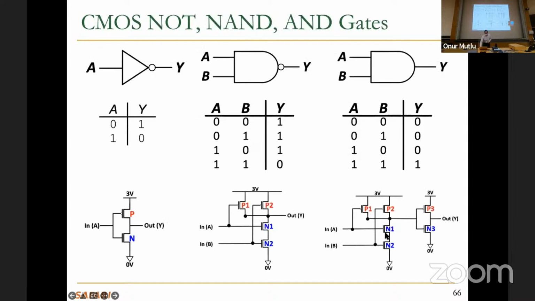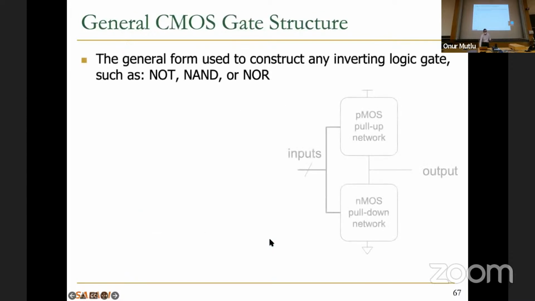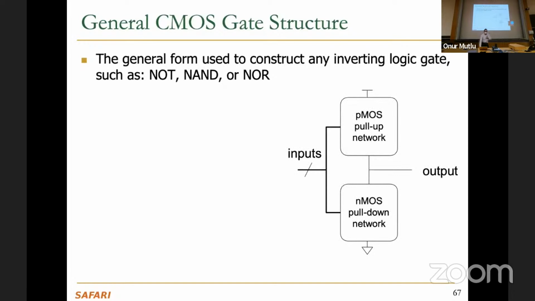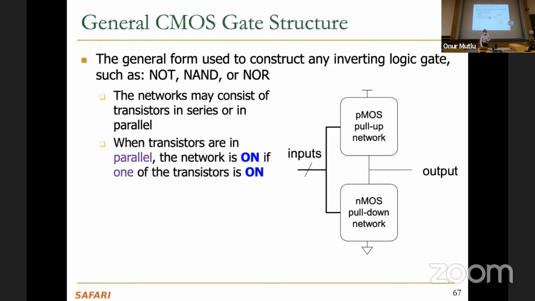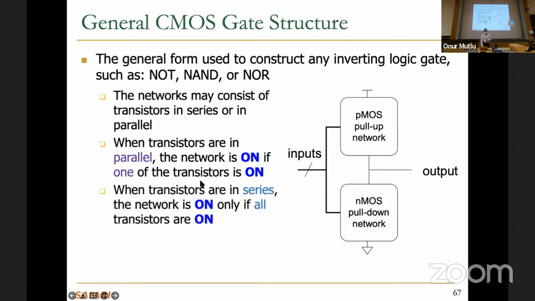So if you go back, you can think of this higher part as a network, right? This is the PMOS transistors, let's say. This is NMOS transistors. And PMOS transistors are in parallel. NMOS transistors are in series here, in this particular case. You can do it the other way around also. So the networks may consist of transistors in series or in parallel. When transistors are in parallel, the network is on if only one of the transistors is on. When the transistors are in series, the network is on only if all the transistors are on, right?